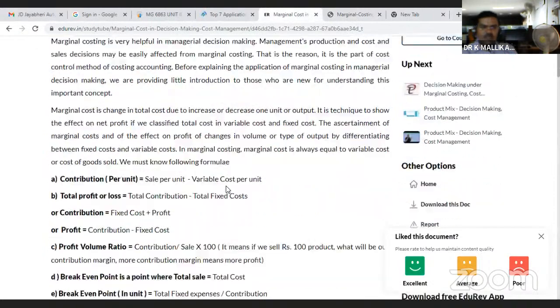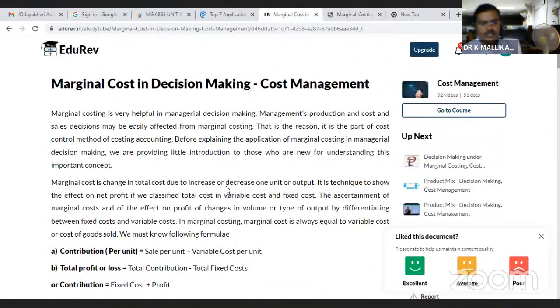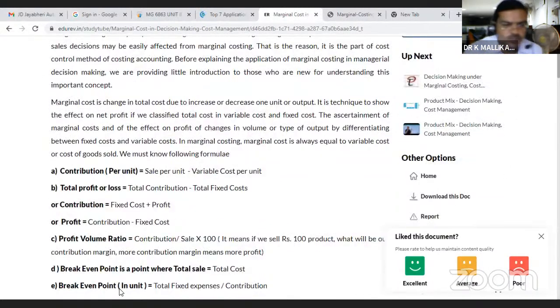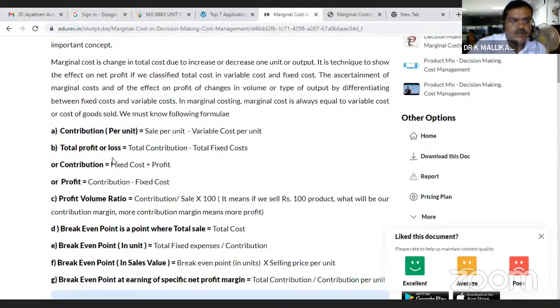Now for some examination, this is marginal costing and decision making in cost accounting. Earlier I told you that contribution is equal to per unit contribution. We calculate it using this formula: sales per unit minus variable cost per unit. Total contribution minus fixed cost gives the total profit. Contribution is very simple: fixed cost plus profit, or sales minus variable cost, is called contribution.